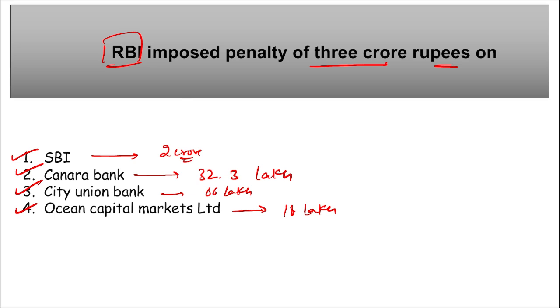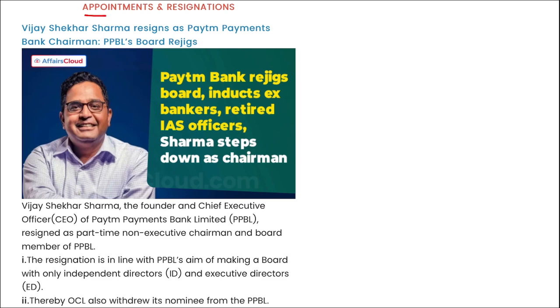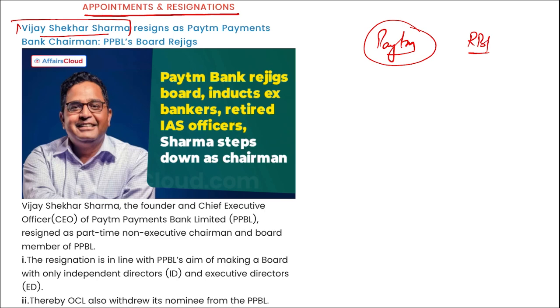Right? Next is appointments and resignation. We all know the headwinds that Paytm is facing right now after the restrictions imposed by RBI. And in the latest news recently, Vijay Shekhar Sharma, who was the chairman of Paytm, has now resigned from his position. I repeat, as you can see him in the picture, Vijay Shekhar Sharma, founder and the chief executive officer of Paytm Payments Bank, resigned as a part-time non-executive chairman and board member of Paytm Payment Banks Limited.